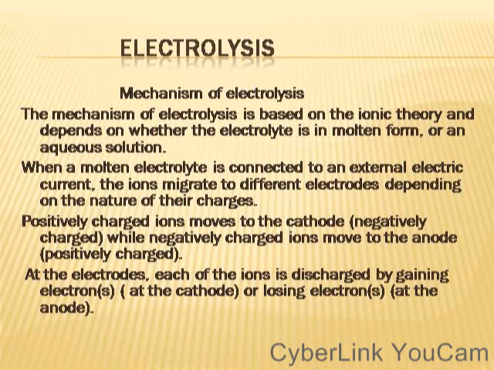Now, the mechanism of electrolysis. The mechanism of electrolysis is based on the ionic theory, and it depends on whether the electrolyte is in molten form or in aqueous solution. Now, in the electrolytic cell, the electrons move along the wire from the negative pole of the battery to the cathode. So the cathode becomes electron rich and negatively charged. And so therefore, the positive ions, cations, will migrate to the cathode, and that is why we call them cathode ions. So the positive ions will move to the cathode.